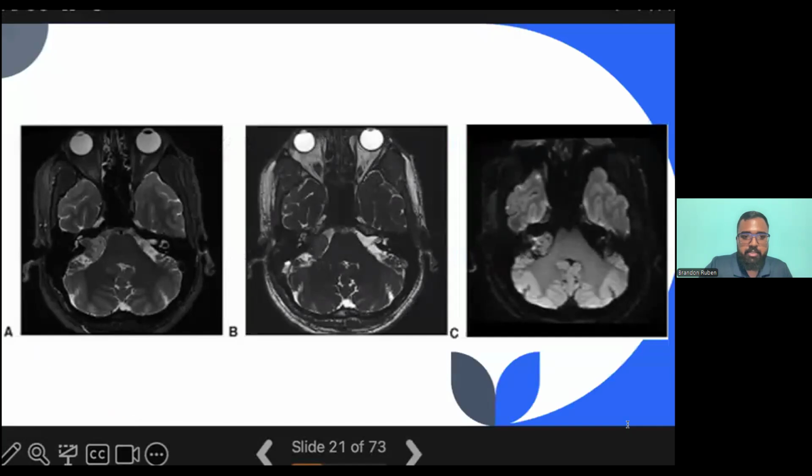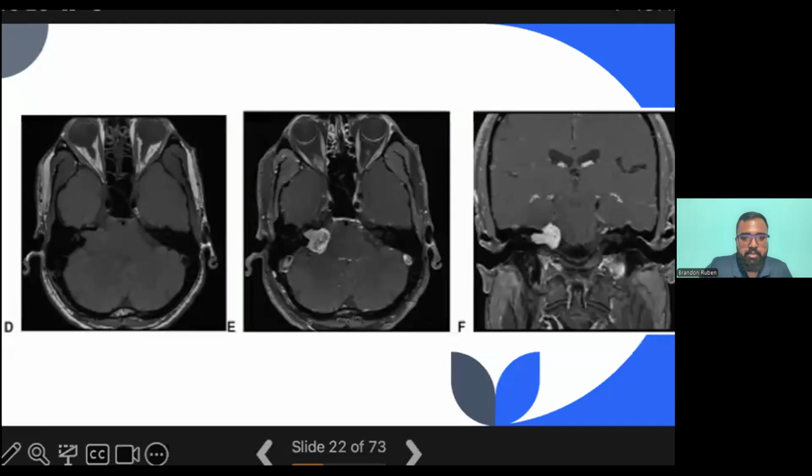Another set of MRI images shows an axial T2, which shows a heterogeneous hypointense mass in the right internal auditory canal and CP angle cyst. B, axial, shows a homogeneous hypointense mass. And C, the axial diffusion weighted image, shows a heterogeneous isointense mass.